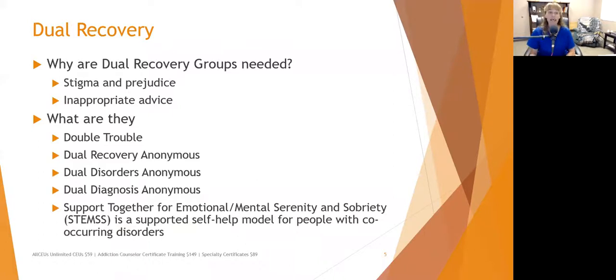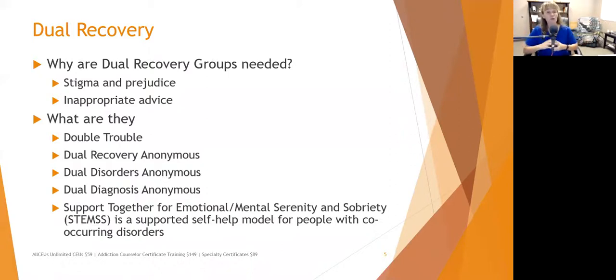Another thing that people with co-occurring disorders need, in addition to access to primary care, mental health care, and substance abuse treatment, is dual recovery support groups. Now, can they go to depression support groups and addiction support groups? Yes, but that's like going to a mental health counselor and a substance abuse counselor and not having them talk.